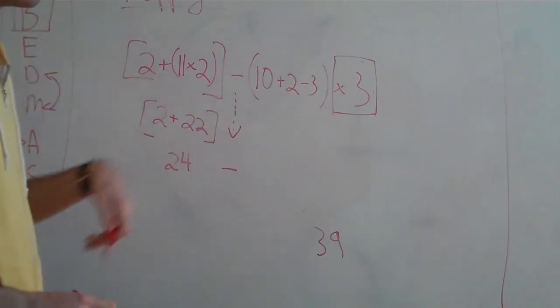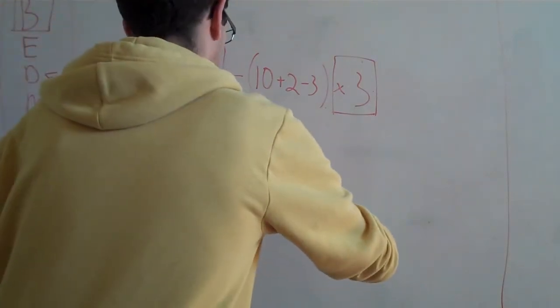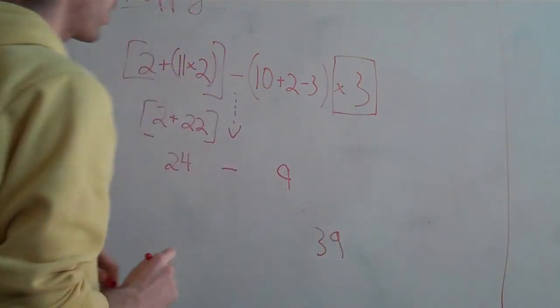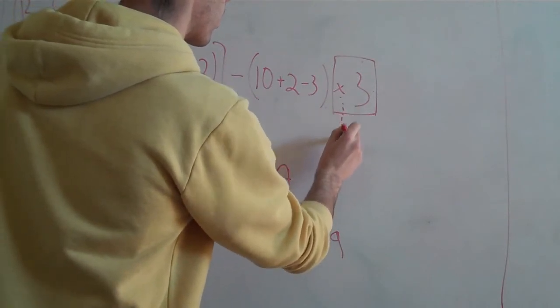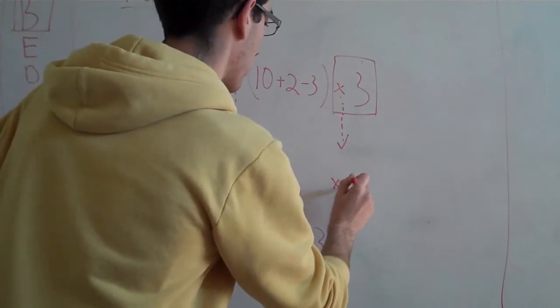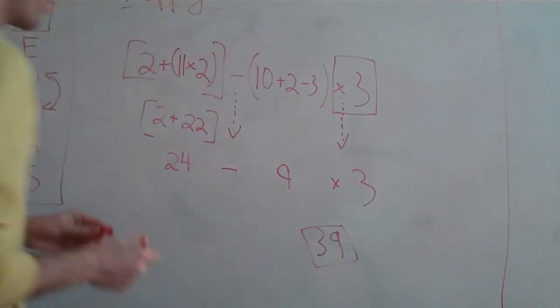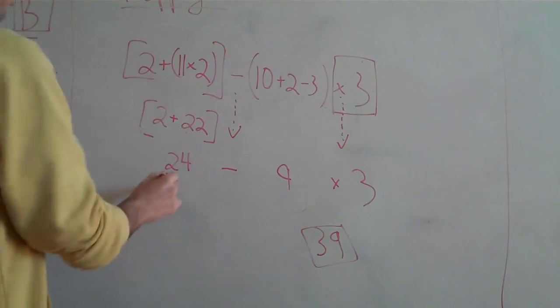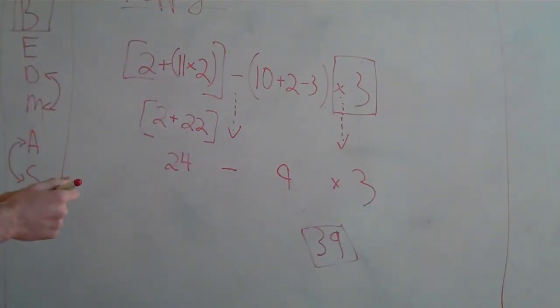Okay, now, I'll put an arrow there so we know what to bring down. Everything inside this bracket: 10 plus 2, 12. 12 minus 3, 9. Okay, then I bring down this times. Oh, now I see. Which makes it very different. This is what we had before. Let's put it in a box. Now, we have 24 minus 9 times 3. So you do 24 minus 9 first? No, 9 times 3. Yes, 9 times 3 first.